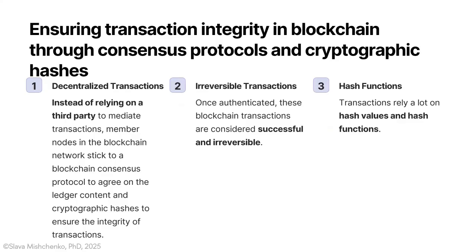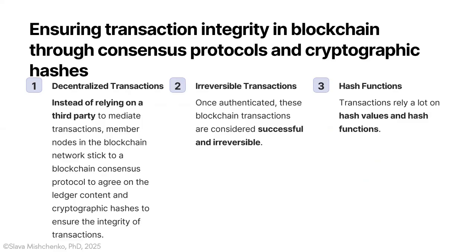And the second fascinating aspect is what we call irreversible transactions. So what I mean is, once a transaction is authenticated by the network and added to the blockchain, it's there forever. So it's like written in permanent ink, so you can't erase or alter it. So this is crucial for maintaining the integrity of the entire system.